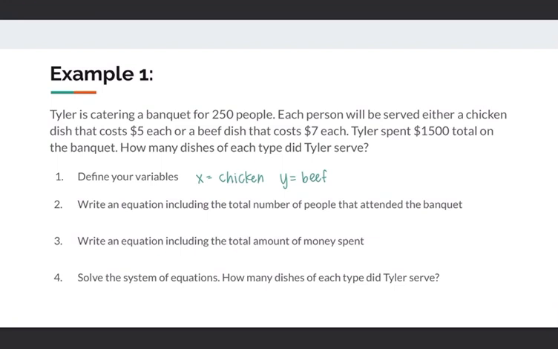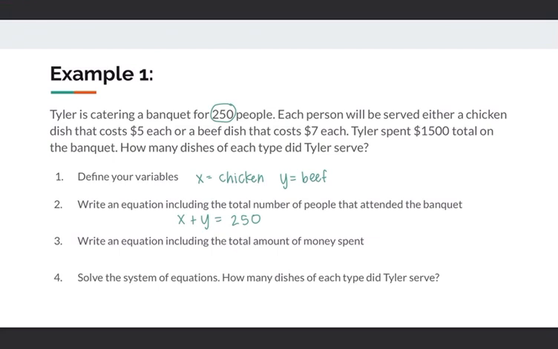Okay, so number 2, we're going to write an equation including the total number of people that attended the banquet. So we know the total number of people was 250. So we're going to use that. We want to know how many people got chicken or beef. It's just going to be x plus y equals 250. So we know there were 250 people there. They had an option of chicken or beef, so chicken plus beef equals total number of people.